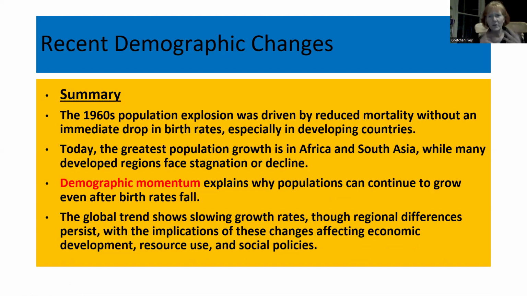Okay, so just a bit of a summary of what we've done so far. The 1960s population explosion was driven by reduced mortality without an immediate drop in birth rates, especially in developing countries. Today, the greatest population growth is in Africa and South Asia, while many developed regions face stagnation or decline. Demographic momentum explains why populations can continue to grow even after birth rates fall. And the global trend shows slowing growth rates, though regional differences persist, with the implications of these changes affecting economic development, resource use, and social policies.